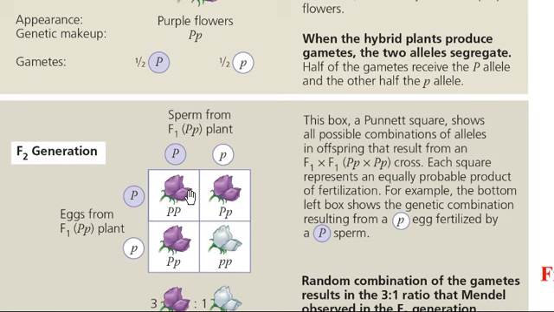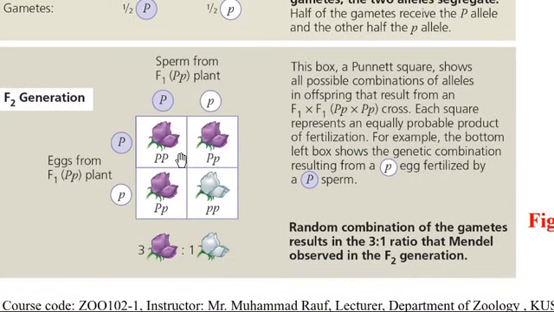And if you analyze their phenotypic ratio, then it will be 3 purple to 1 white. If you analyze the genotypic ratio, then it will be 1:2:1, because there are three different genotypes, and the number of individuals exhibiting these different genotypes will be 1:2:1.